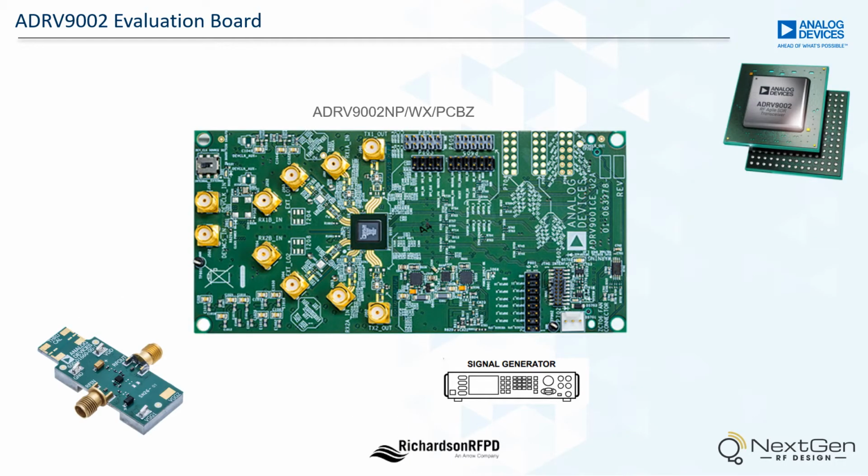At the heart of the demonstration is the ADRV9002 evaluation board. The ADRV9002 NP W1 and W2 are FMC radio cards for the ADRV9002 highly integrated RF transceiver. It offers dual-channel transmitters and dual-channel receivers, integrated synthesizers, and digital signal processing functions. The ADRV9002 operates from 30 MHz to 6 GHz and is capable of supporting both narrowband and wideband standards up to 40 MHz of bandwidth on both receive and transmit.